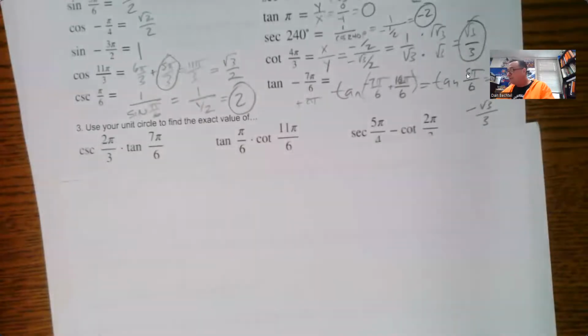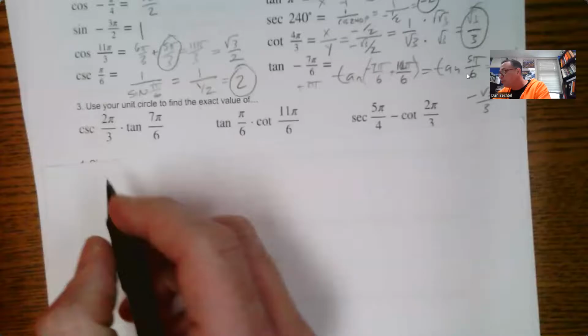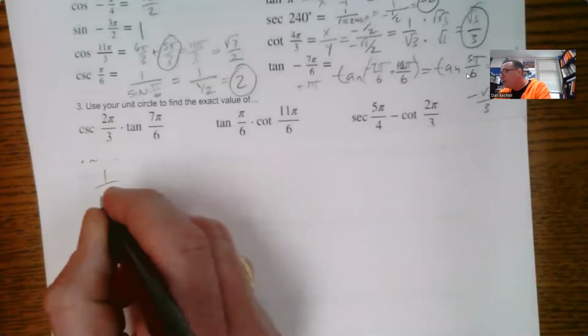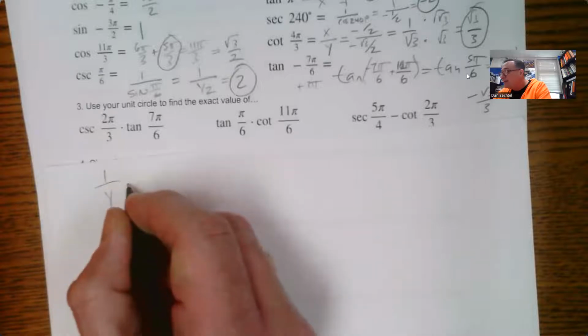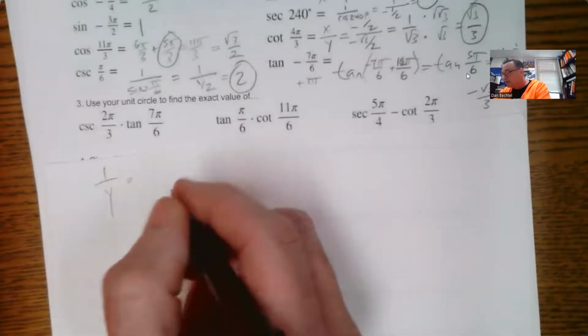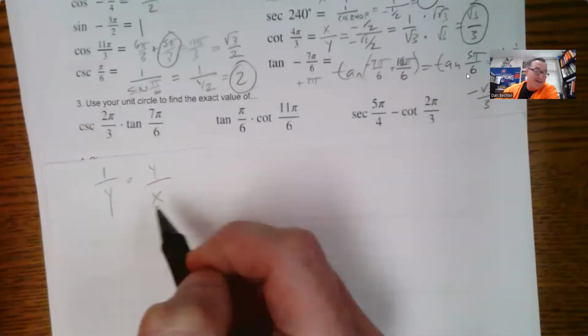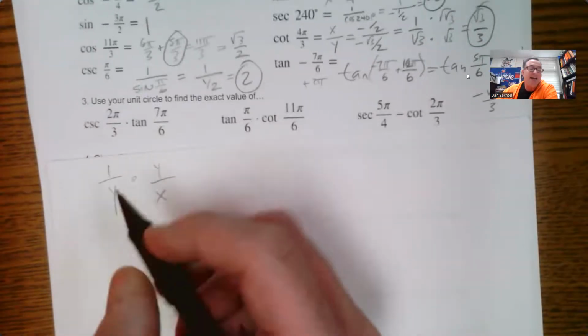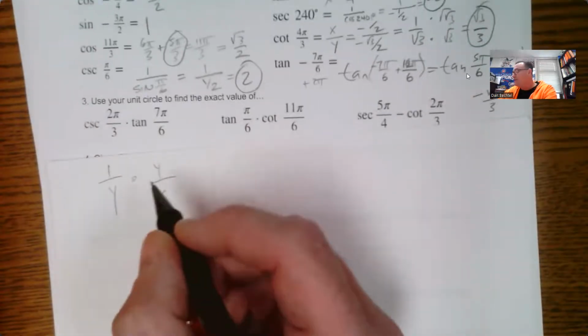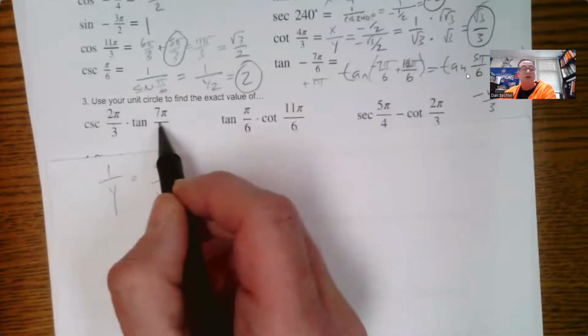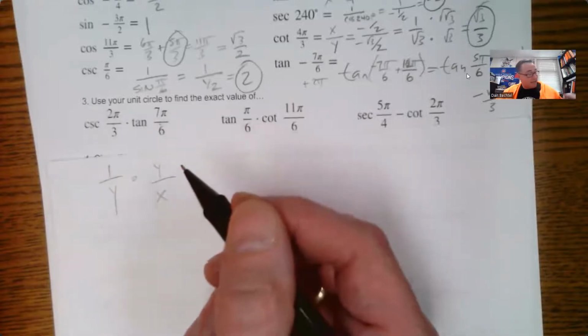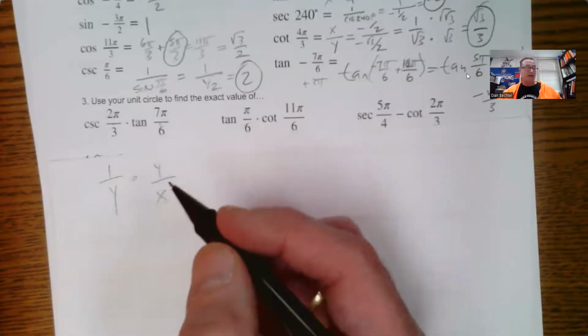Okay, so the cosecant of 2 pi over 3 is going to be 1 over the y value. And the tangent of 7 pi over 6 is going to be the y value over the x value. Now, here's the thing. You see what I've written here. And I know that what you're thinking is you can cancel it. But you notice that this angle and this angle are completely different. And that means that I have to use 2 different values on here.